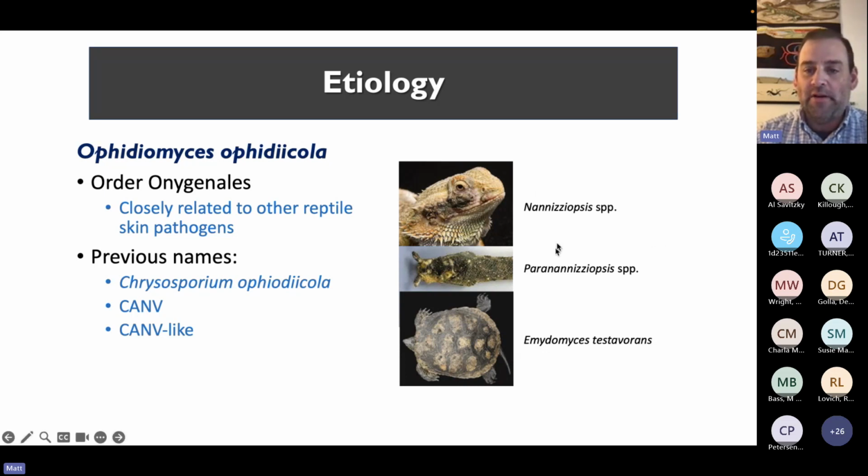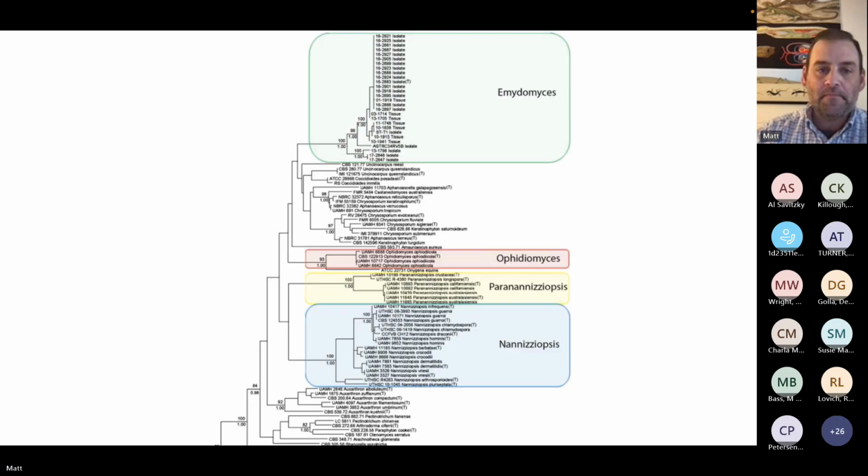These three are different. The Emydomyces we're not going to really talk about, but it's the new turtle shell fungal disease. And some of you have actually participated in Western pond turtle surveillance looking at Emydomyces. They're all related. Emydomyces, the turtle one, has a lot of diversity. Ophidiomyces, which we're talking about here, has very little diversity among the isolates.